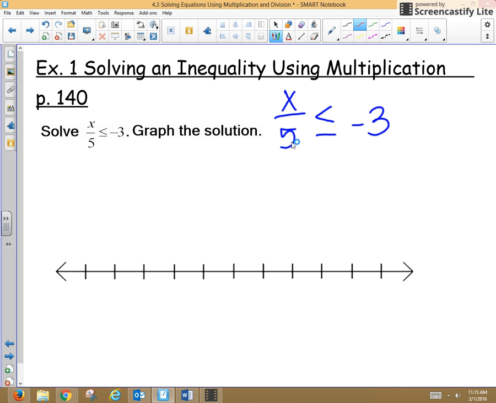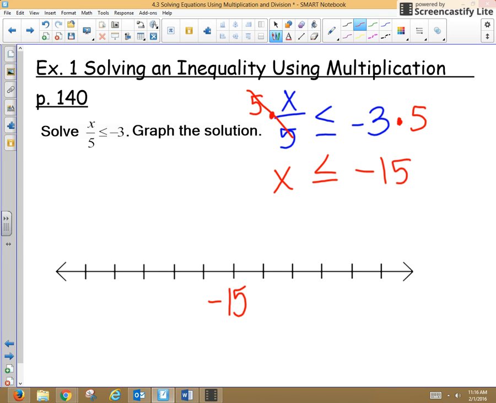In order to get x alone, to undo division is to multiply both sides by 5. 5 times x divided by 5 cancels out to 1x, so I just simply write it as x is less than or equal to negative 15. Now when I graph it on my number line, let's say here's a negative 15.